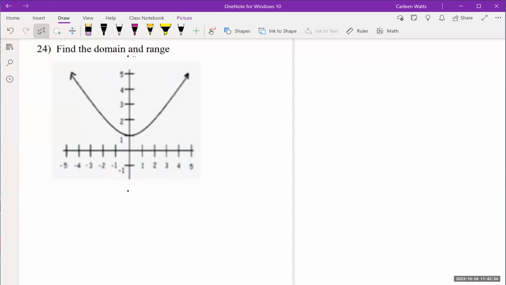Let's look at this one. The domain. Now look at this. Can you see that it's getting wider and wider? The domain goes from -infinity to +infinity. There is no boundary on the x's. It goes forever to the left and forever to the right.